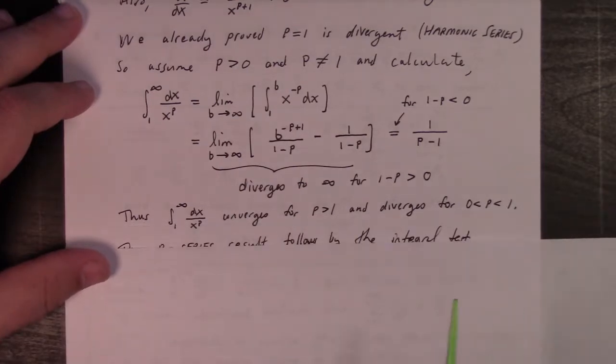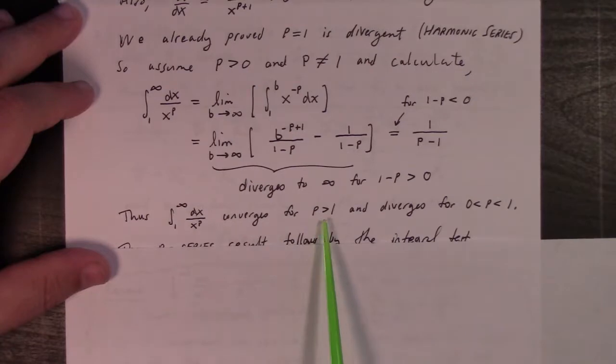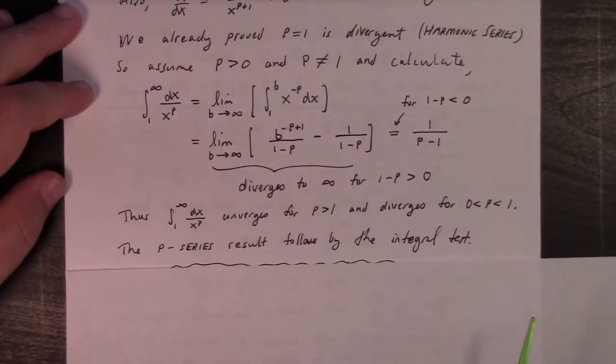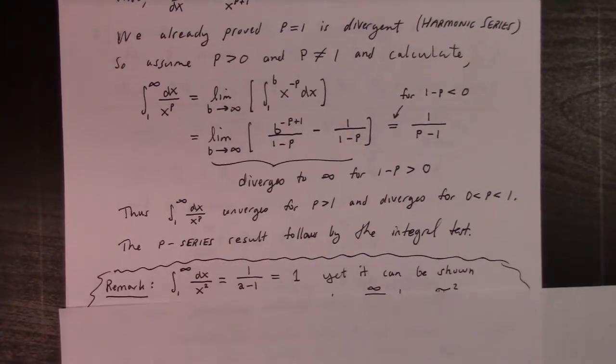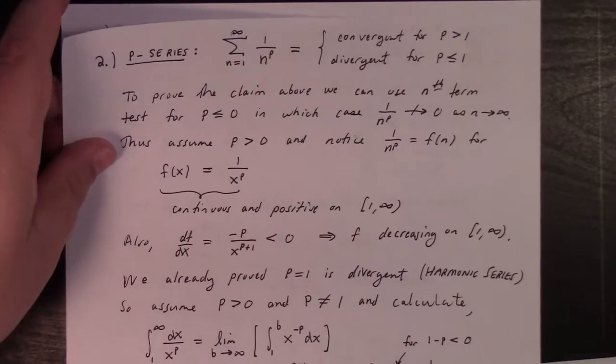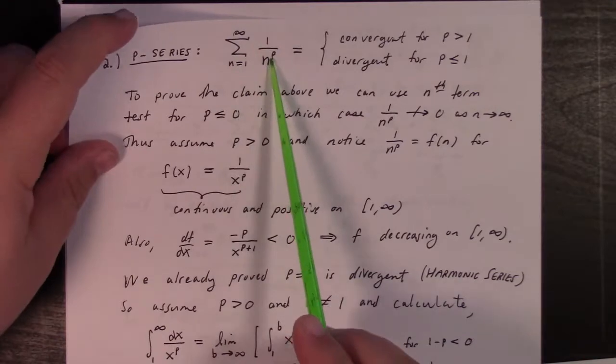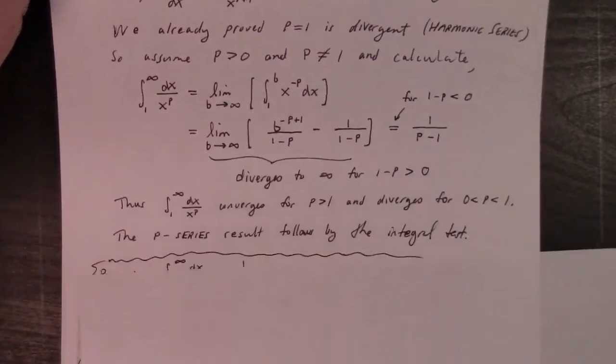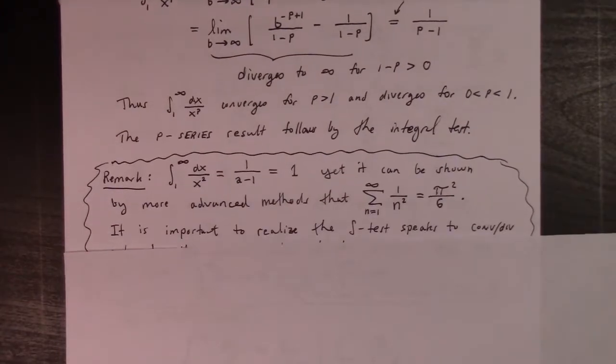So in summary, the integral from 1 to infinity of dx over x to the p converges for p greater than 1, and it diverges for 0 less than p less than 1. And so in total, we have the p-series result, which I wrote at the start, which is that the sum n equals 1 to infinity of 1 over n to the p is convergent for p larger than 1, and it's divergent for p less than or equal to 1. And that's the p-series result.